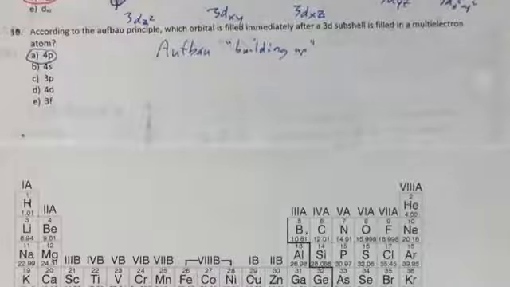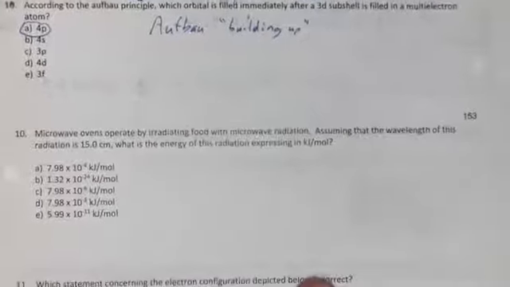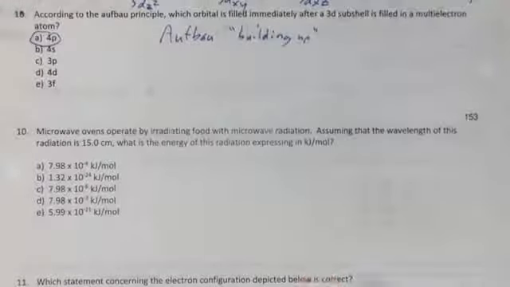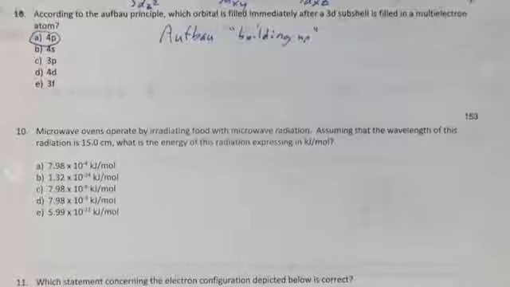Number 10 says that microwave ovens operate by irradiating food with microwave radiation, assuming that the wavelength of this radiation is 15 centimeters. What is the energy of this radiation expressed in kilojoules per mole?